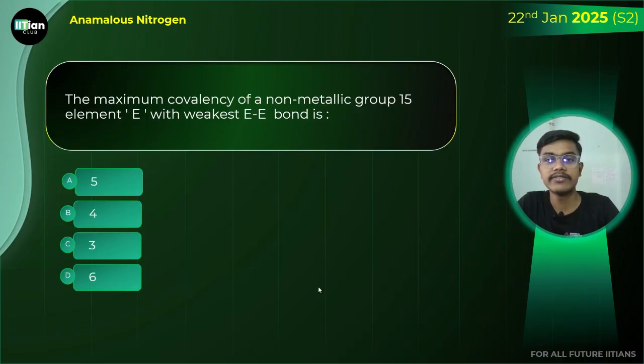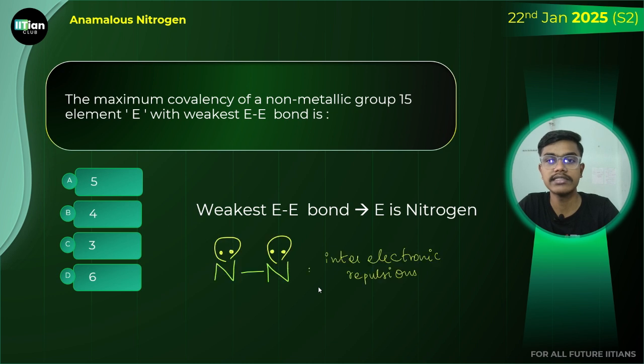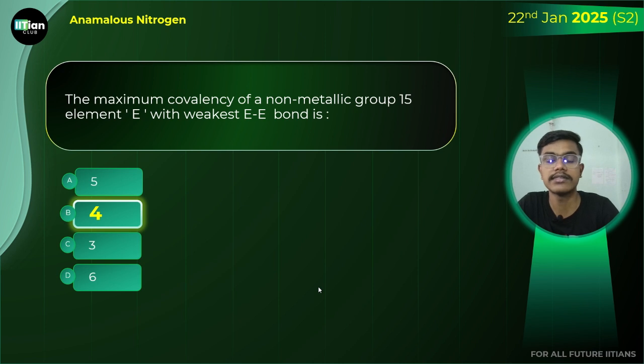You can check out this question from JEE Mains 2025. The maximum covalency of a non-metallic group 15 element E with the weakest E-E bond. They have given us the weakest E-E bond. This signifies that it is nitrogen, because in nitrogen we know there are inter-electronic repulsions, and because it doesn't have d orbitals, it cannot expand its covalency, and hence the maximum covalency is 4 for nitrogen. So the answer is 4.